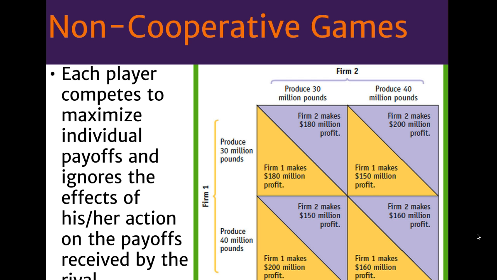The combined profit of the 2 firms is maximized if they each produce 30 million pounds. Either firm can, however, increase its own profits by producing 40 million pounds if the other produces only 30 million pounds. But if both produce 40 million pounds, both will have lower profits than if they both held the output down to 30 million.